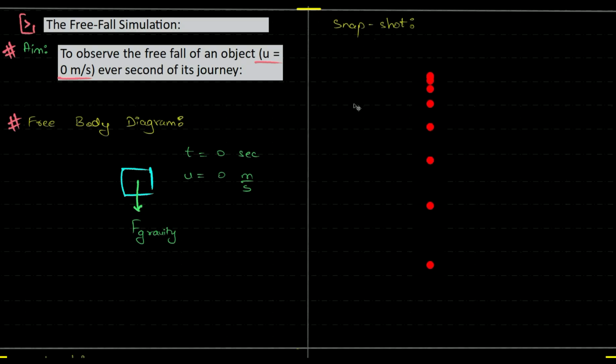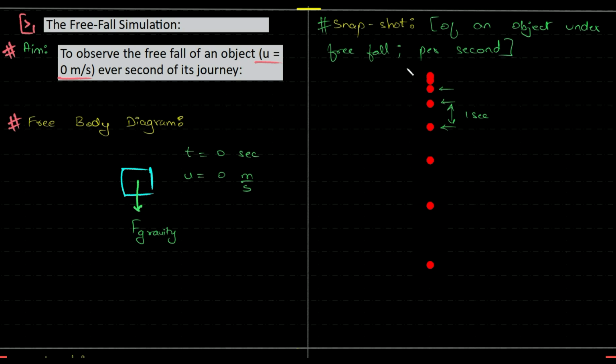So understand this, that this is a scenario wherein for every second we are looking at the object, what is happening to that. Okay, so we took a photo over here, and after a second another photo after a second. So this is a time gap of 1 second. Got it? So it's a snapshot of an object under free fall per second. Okay, we're taking a snapshot for every second, right? A gap of every second.